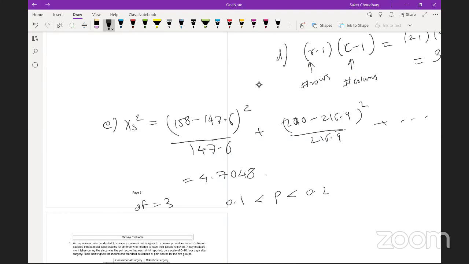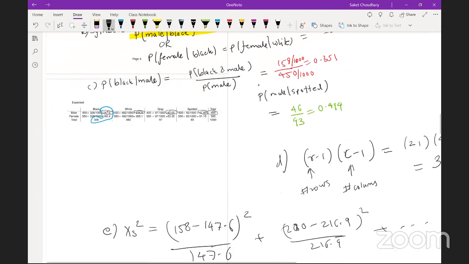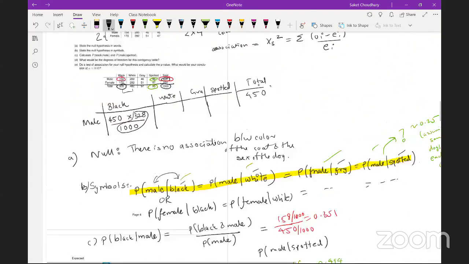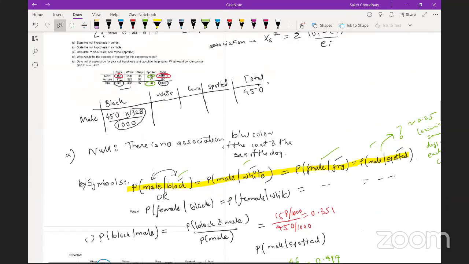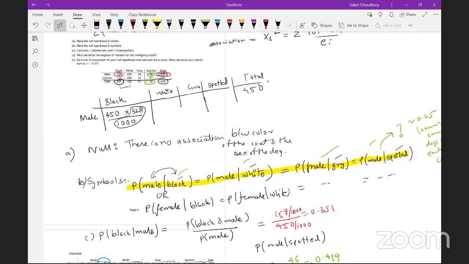Hence at alpha equal to 0.05, we fail to reject H naught. So we do not find enough evidence to claim that there is association between these two categories. In some sense, what we are saying is there's not enough data, or not enough information, for us to claim that there is indeed an association between being a male and being a black, white, gray, or spotted dog.